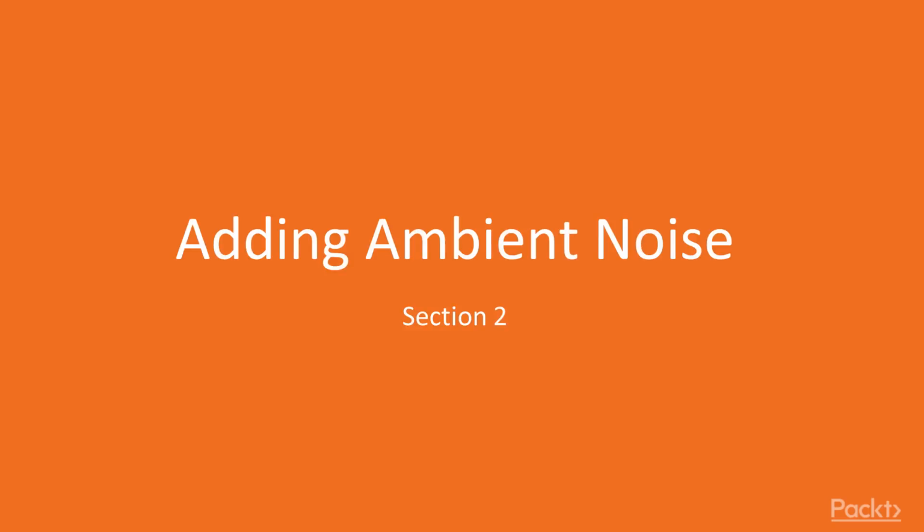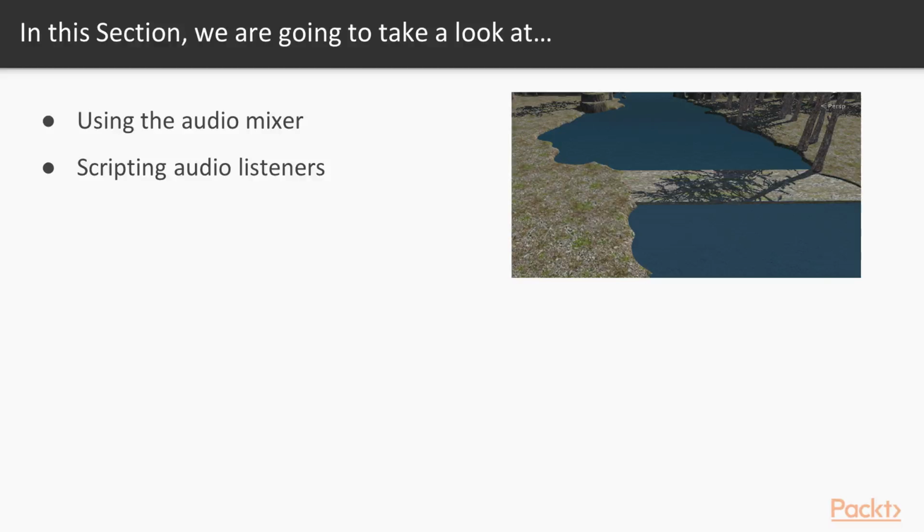Hi, and welcome to Section 2, Adding Ambient Noise. This is the second section in the Audio-Visual Effects course. In our previous section, we explored sound effects starting with an overview of Unity's audio capabilities. We also gained experience scripting sound effects. In this section, we will go a bit further with our audio exploration. Specifically, we will cover the use of the audio mixer and scripting audio listeners.